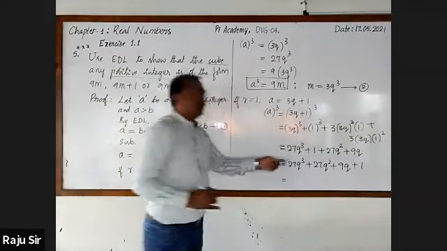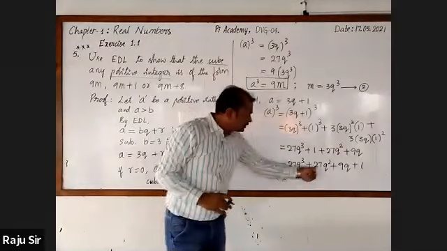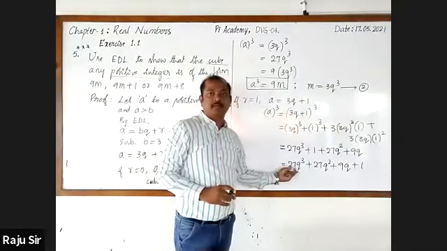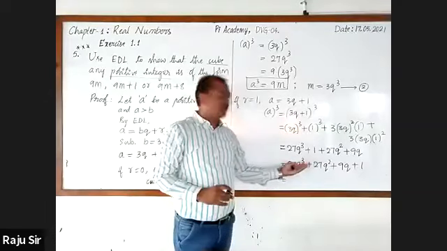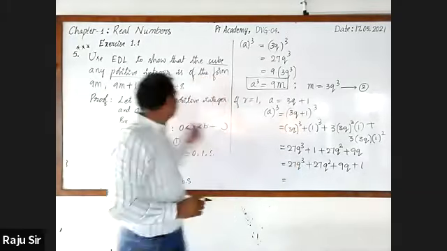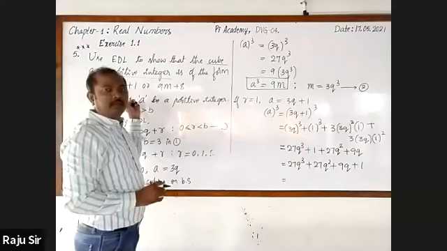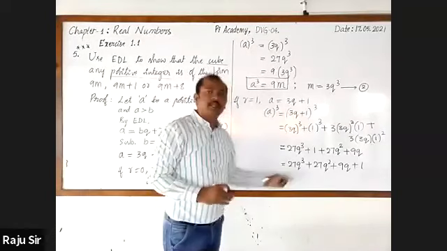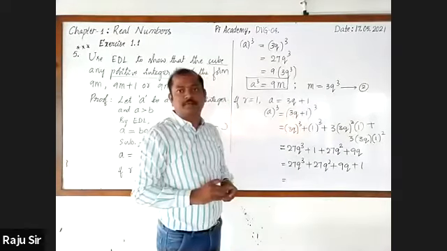Now, observe the first 3 terms. You can come to know that there is a common factor. What is the common factor? No doubt it is 9 cube. But as we are going to express the number in the form 9m, 9m plus 1 or 9m plus 8, I'll go for taking only 9 as the common factor.